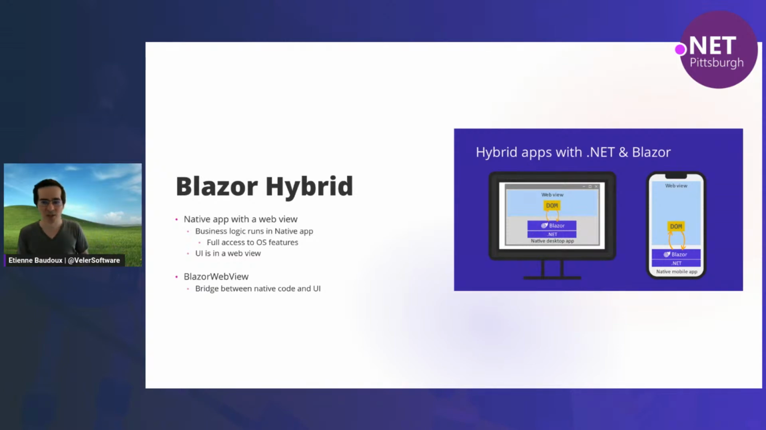If you're familiar with Electron, basically Blazor Hybrid is a direct competitor of Electron. And the idea is to make a hybrid app. The idea of a hybrid app is to have your business logic run in native code, aka C# here, and to have the UI be in a web view. So the UI is web-based, and all the business logic is in C#. And all this runs in a native app, either on your desktop or on your smartphone.